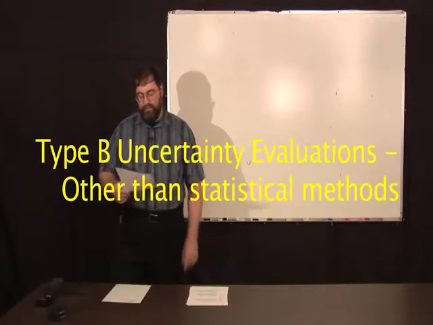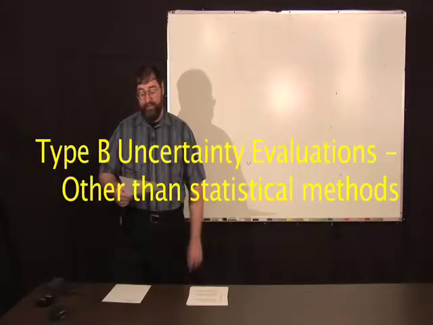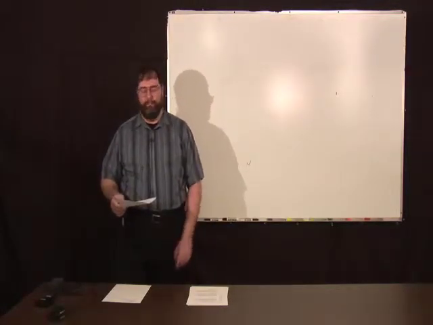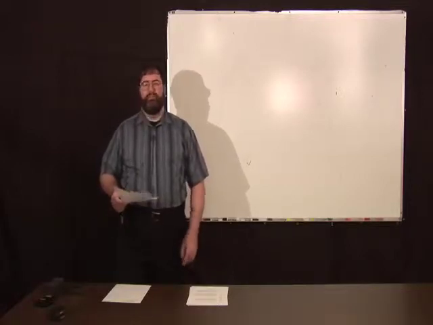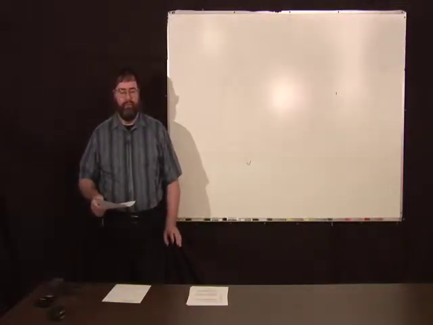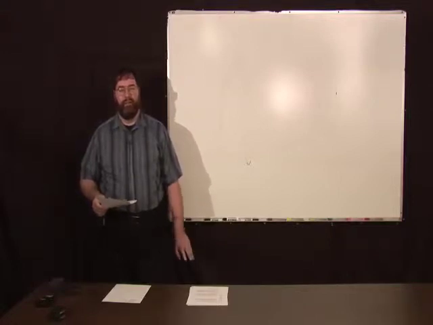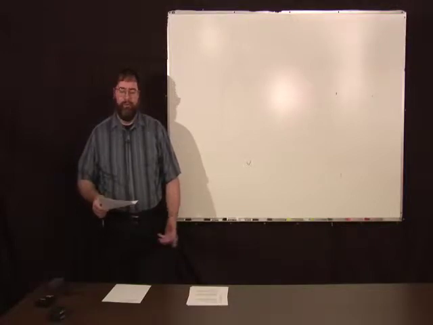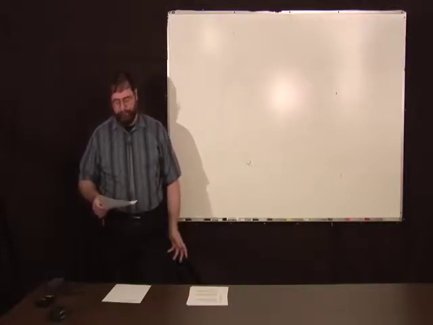Method of evaluation of uncertainty by means other than by statistical analysis of a series of observations. In other words, anything that's not a Type A error is a Type B error. These terms have nothing to do with the older terminology of things like systematic errors and random errors. You could have Type A components that were systematic and random, or Type B components that are systematic and random.